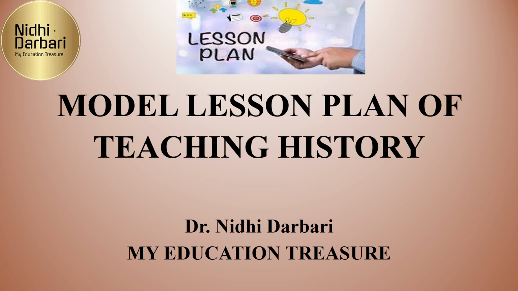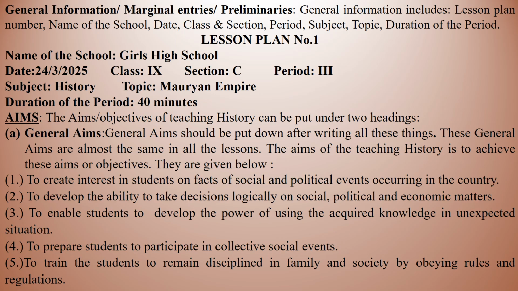Today in my present video I am going to explain the model lesson plan of teaching history. First of all, you have to write the general information, which is also called marginal entries or preliminaries, which includes lesson plan number, name of the school, date, class and section, period, subject and topic, and lastly duration of the period. Therefore, I have written lesson plan number as 1.